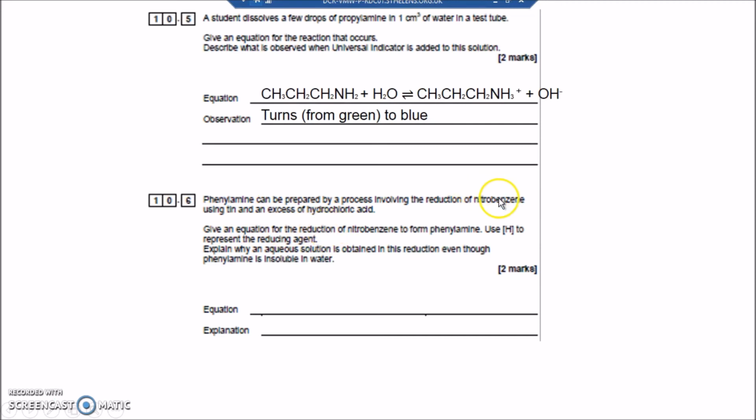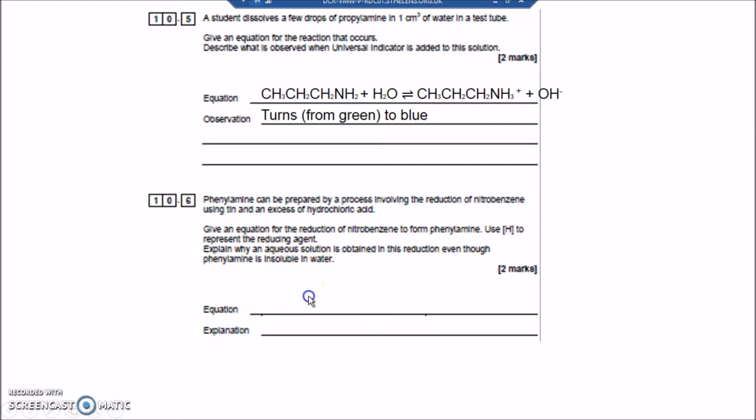That means removing the O's off the NO2 group and making NH2s to form phenylamine. Use H in square brackets to represent the reducing agent. The reducing agent is the tin and the hydrochloric acid that's removing the O's from the NO2 part of nitrobenzene to make NH2. Explain why aqueous solution is obtained in this reduction even though phenylamine is insoluble in water.